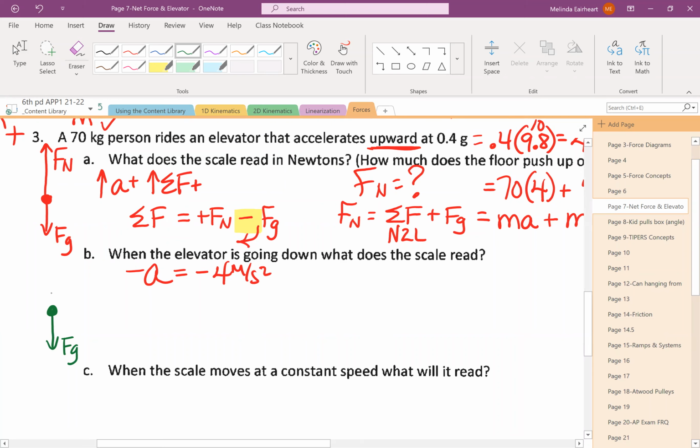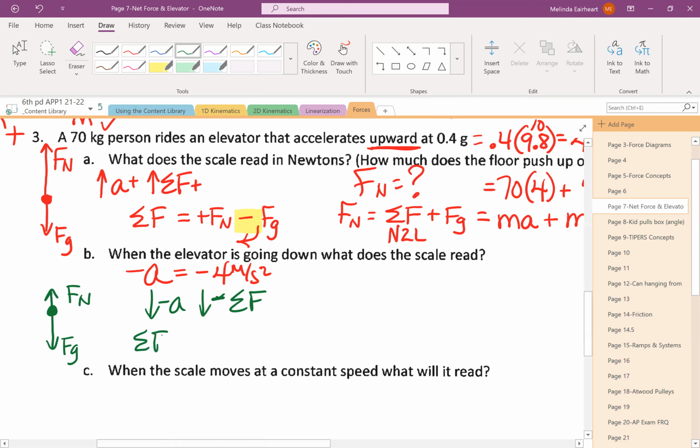Less. Normal force is smaller when you accelerate downwards here, okay? And plus, if you're accelerating downwards, negative acceleration, don't you want a negative net force? So the negative force, whatever it is, needs to be bigger. So you have unbalanced left over.